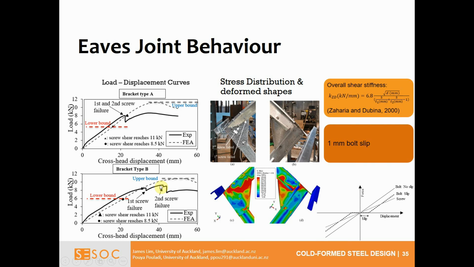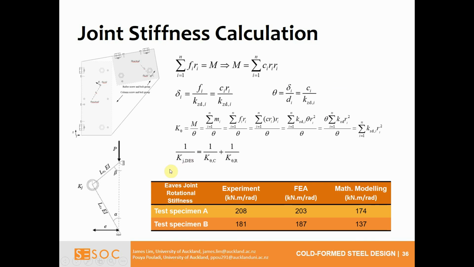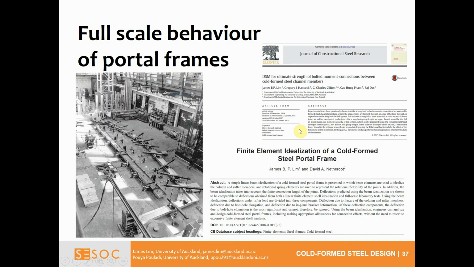So with the finite element model, we could actually say what happens if there were more screws or the screws didn't fail, and then we can predict an upper bound to the failure. And if you wanted to, you could use some equations to calculate the rotational stiffness of the portal frame joint. So some other tests have been done in the literature.